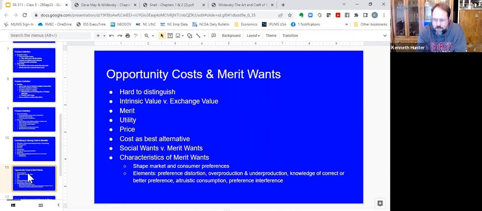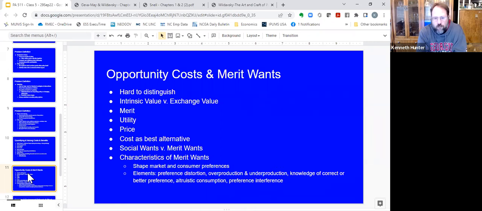Cost provides us the best alternative for being able to determine value, in terms of assets or things that we do in the public space, in the public sector. So we figure out what their cost is, and whether that's the cost of construction, the replacement cost for a given item, or the cost of providing the service based on various financial realities.